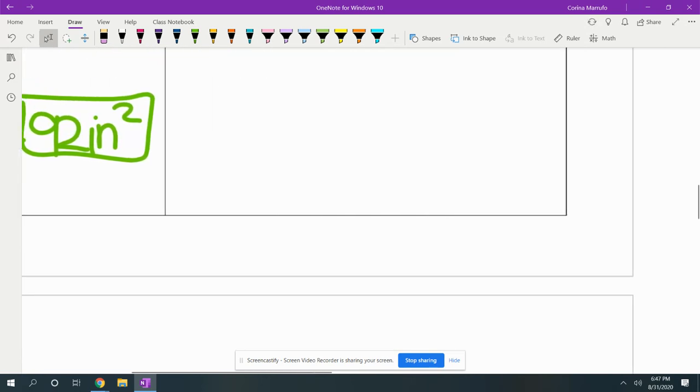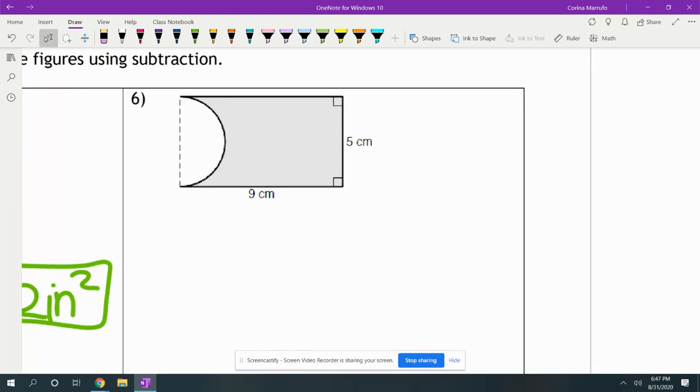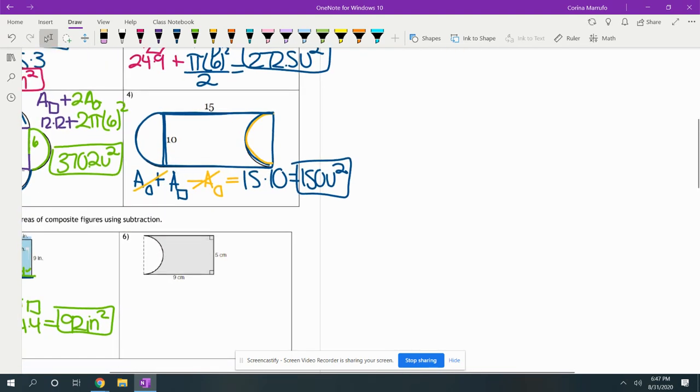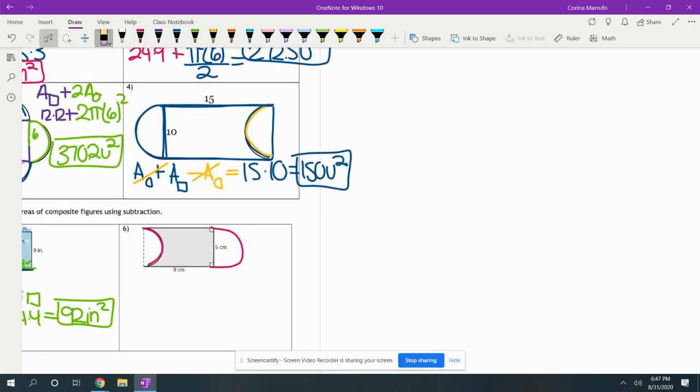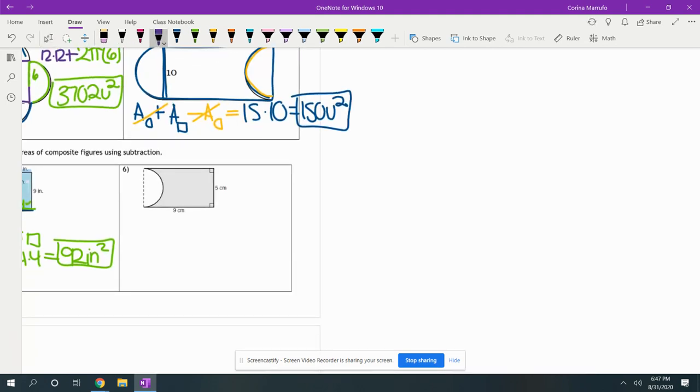All right, the next one. So on here, this one's a little bit different than this problem. Do you see? Because on this problem, we do have this little piece missing, but we do also have this little addition that's on here. And on this problem, we don't have that addition of that little circle. So for this one, what we're going to do is we're going to take the area of the entire rectangle, the whole thing. So the area of the rectangle. And then we are going to subtract this little section here, which is half a circle. So we're going to subtract the area of half a circle.